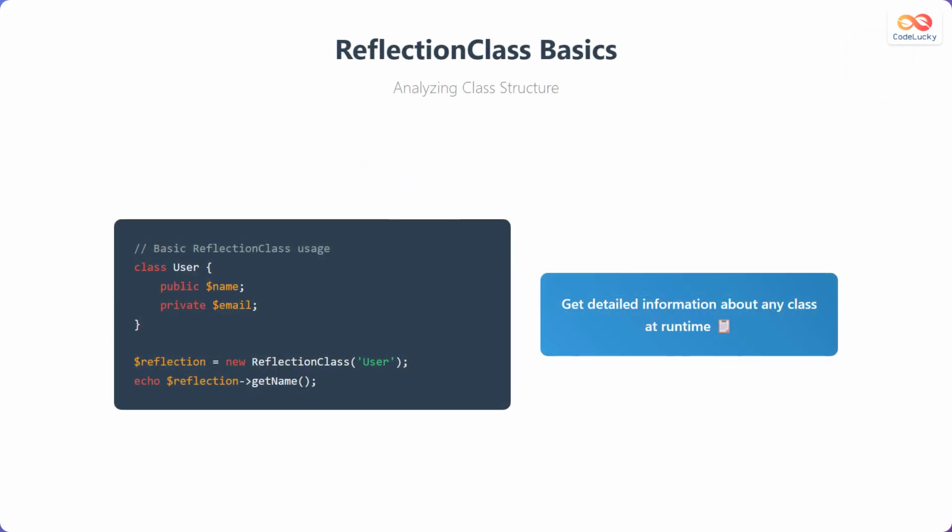Let's begin with the basics of ReflectionClass. ReflectionClass allows you to analyze the structure of a class. In the code block, we have a simple User class with a public name property and a private email property. Using the ReflectionClass, we can get detailed information about this class at runtime. We create a new ReflectionClass instance, passing in the string User. The getName method then returns the name of the class.